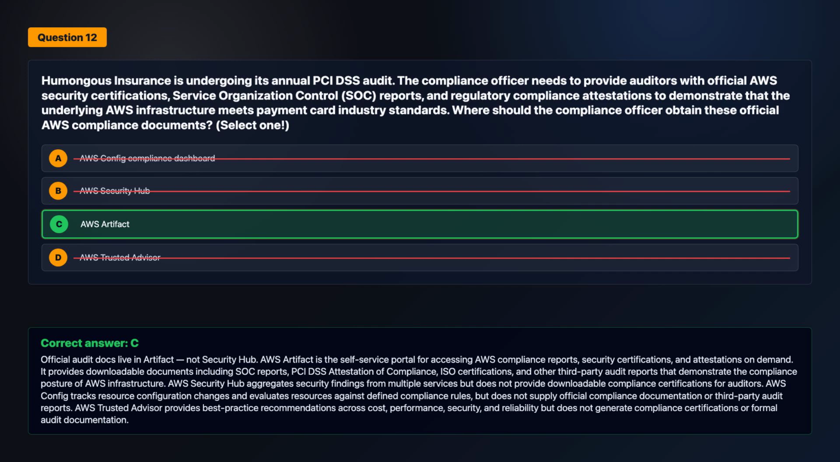AWS Security Hub aggregates security findings from multiple services but does not provide downloadable compliance certifications for auditors. AWS Config tracks resource configuration changes and evaluates resources against defined compliance rules, but does not supply official compliance documentation or third-party audit reports. AWS Trusted Advisor provides best practice recommendations across cost, performance, security, and reliability, but does not generate compliance certifications or formal audit documentation.